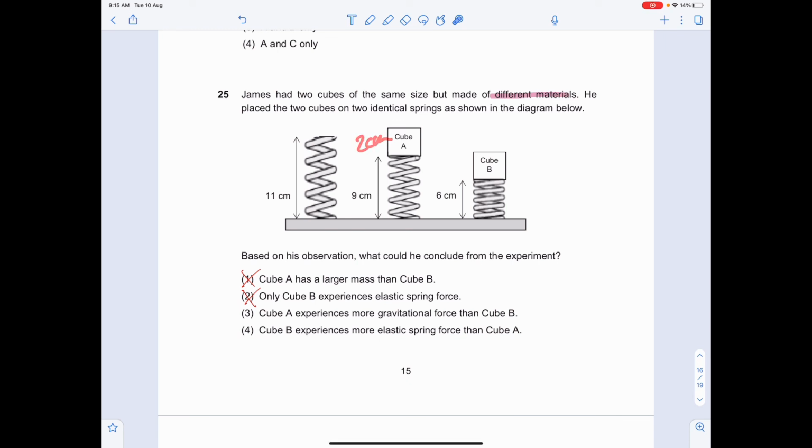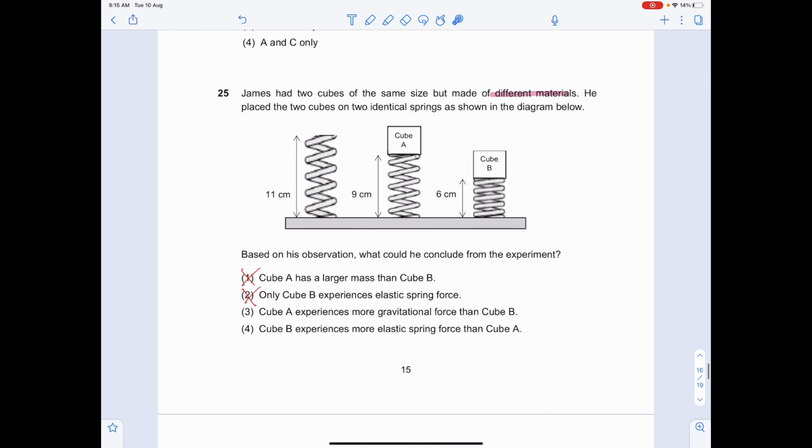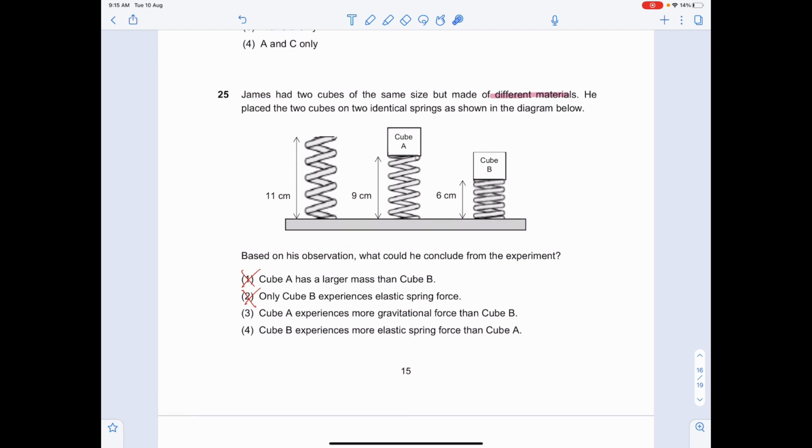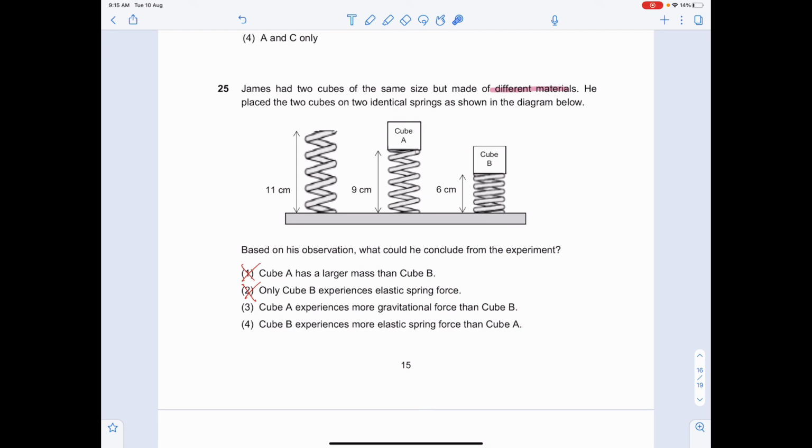Right? So because it's being compressed, it will experience some form of elastic spring force. Option 3: Cube A experiences more gravitational force than cube B. In this case, it's not correct again, because remember, gravitational force is affected by your mass. The larger the mass, the larger the amount of gravitational force. But in this case, this did not happen.